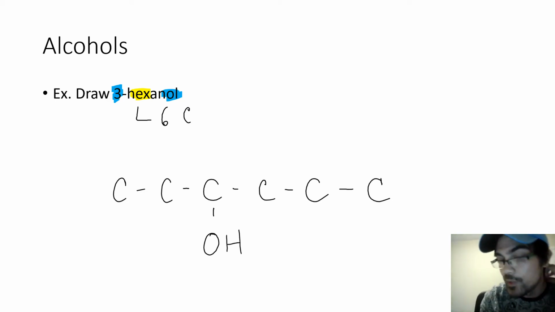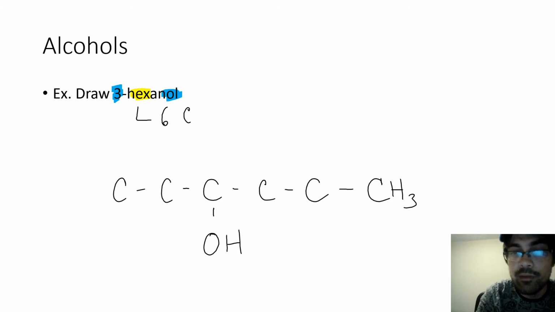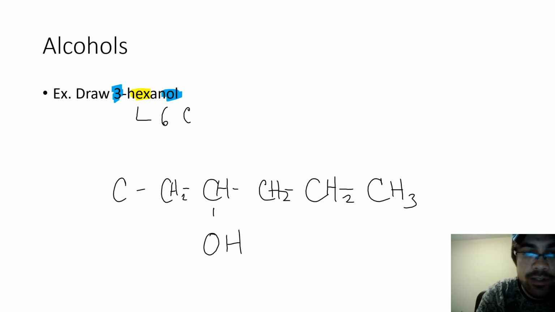And then just like we did before, we're going to fill everything else in with hydrogens, remembering that carbon has to have 4 bonds in total. Now this one is attached to the oxygen and these other two carbons, so we only need one hydrogen there. And then there's that. Okay? And that is our hexanol.